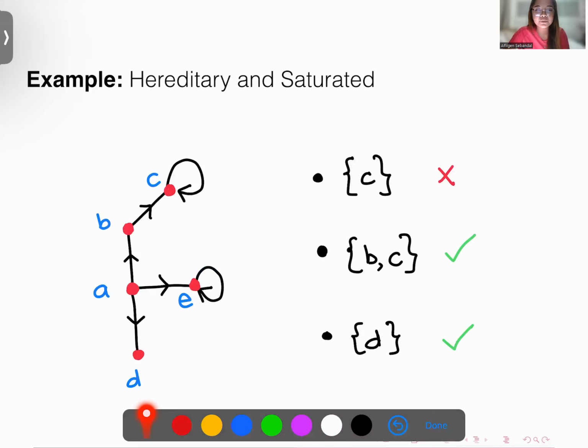As a quick example, we will see here that these two sets are actually both hereditary and saturated, but this one is not. Let's try to look at why. If we look at B, it's emitting one edge going to C, and it's the only edge that it's emitting. So by saturatedness, it should be inside the set containing C if it would have been saturated. But since it's not in this singleton set, then that set is not saturated.